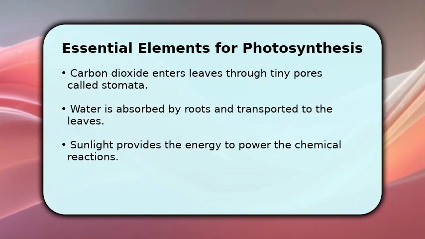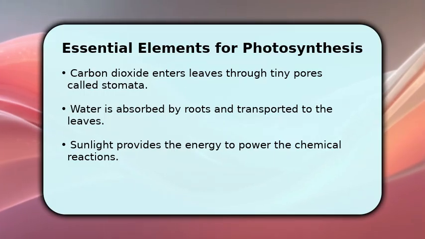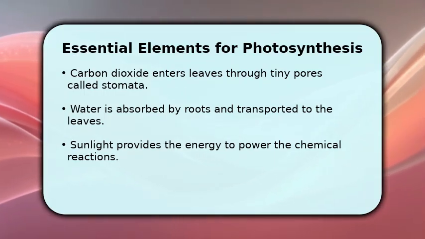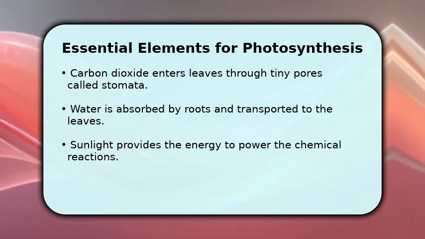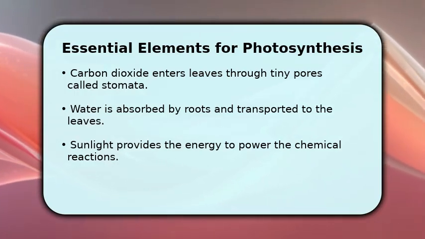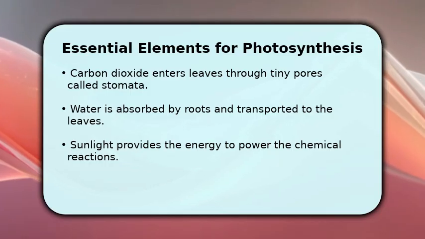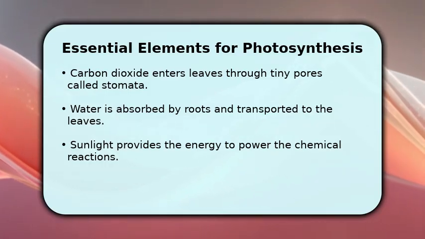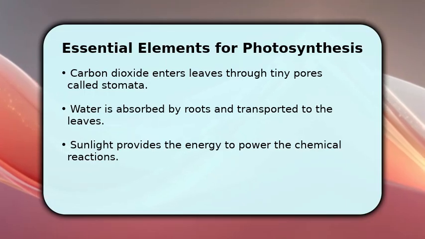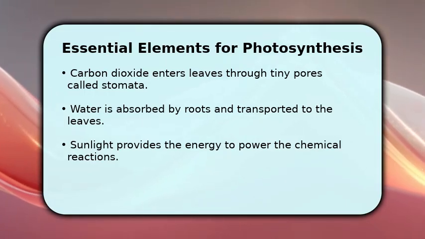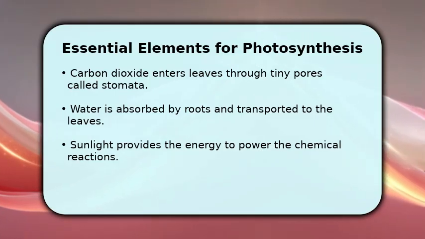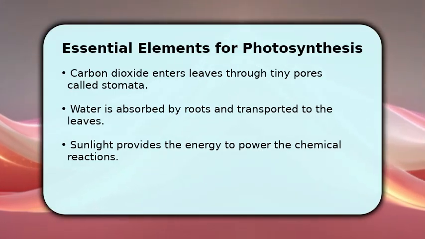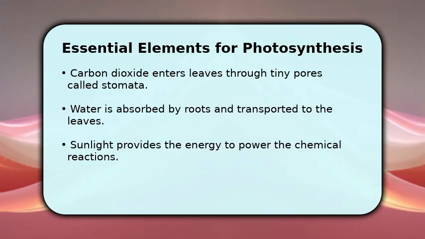For plants to effectively produce oxygen, three key elements are absolutely essential. First, carbon dioxide, a gas we exhale, enters the plant through tiny openings on its leaves called stomata. Second, water is absorbed from the soil by the roots and travels up to the leaves. Finally, sunlight provides the necessary energy to drive the entire chemical conversion, making oxygen production possible.